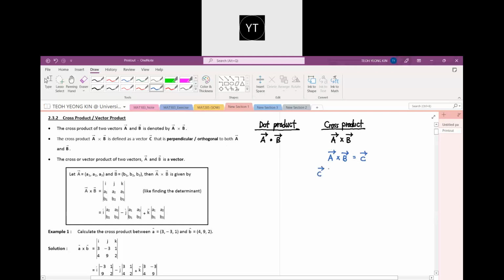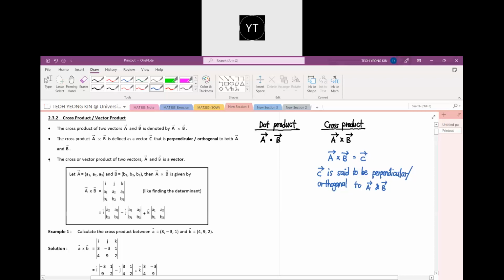So vector C is said to be perpendicular or orthogonal to vector A and vector B. So let's say the question asks us to find the vector that is perpendicular or orthogonal to vector A and B. So what we do is we just try to find the cross product of vector A and vector B.